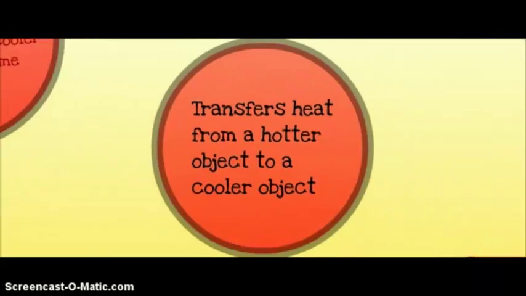It can also be transferred from a hotter object to a cooler object. Refer back to the picture. On the picture, the metal spoon was leaning up against the metal pot. That metal spoon will become hot because that heat will be transferred from the hot pot to the cold spoon.